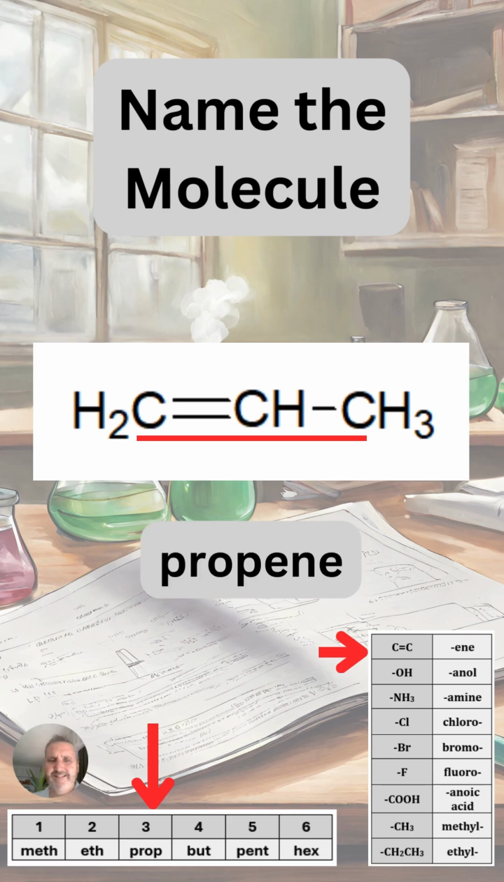Now, the double bond does come off the first carbon, but it's not necessarily specified, because propene can only have the double bond coming off the first carbon, and it can never come off the second carbon to a third carbon. So we just call it propene.